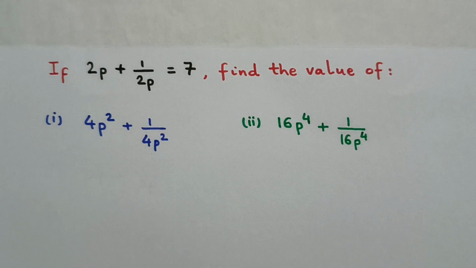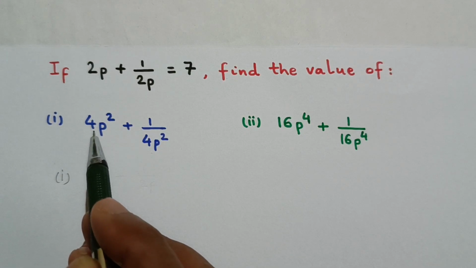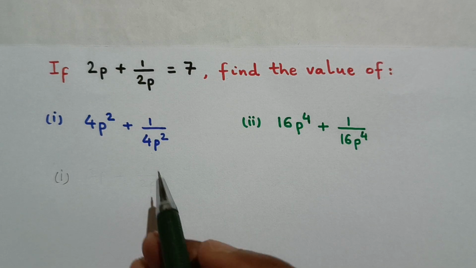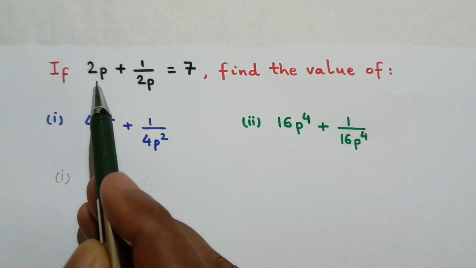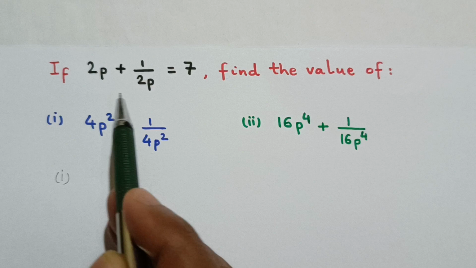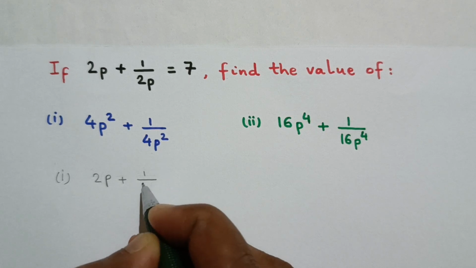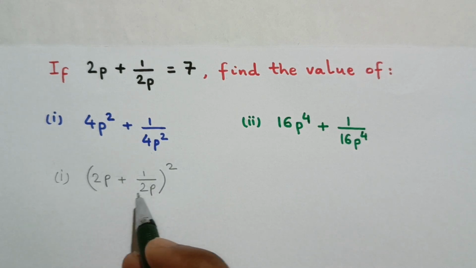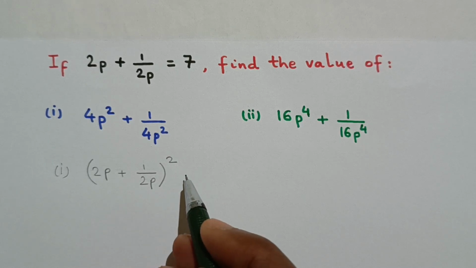So let us do it. First we are going to solve question number 1. We are going to find the value of 4p square plus 1 upon 4p square. So here, in order to get 4p square plus 1 upon 4p square from 2p plus 1 upon 2p, I am going to square 2p plus 1 upon 2p. So what is 2p plus 1 upon 2p whole square?